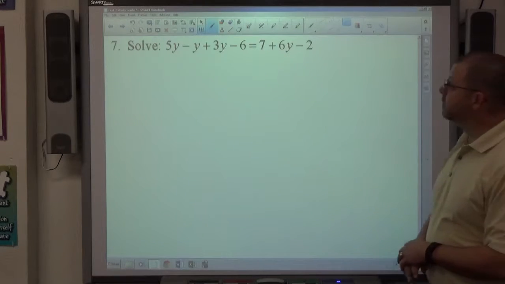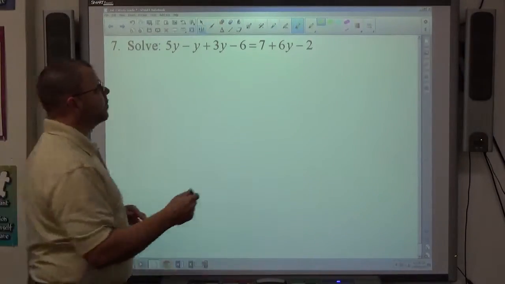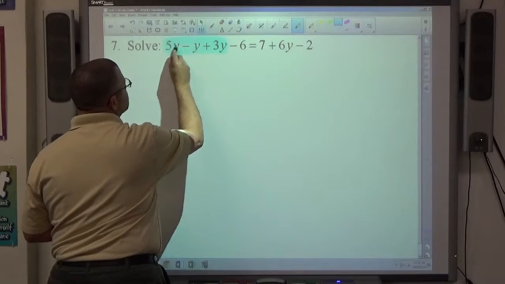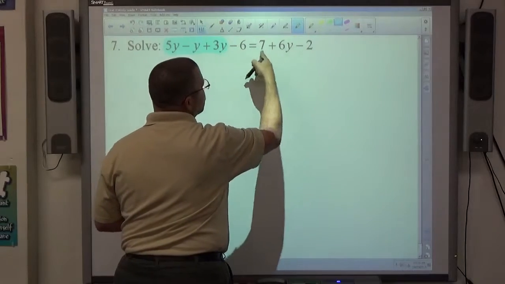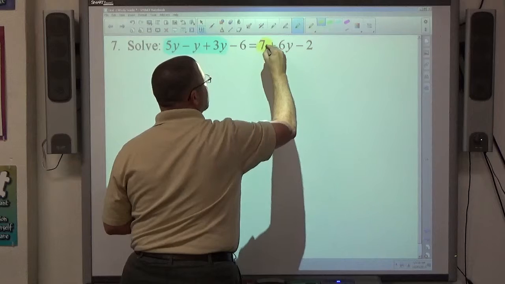Number 7. This time, the only difference between this one and the previous two is that we have like terms happening here. So 5y, 3y minus 6 equals 7 plus 6y minus 2.